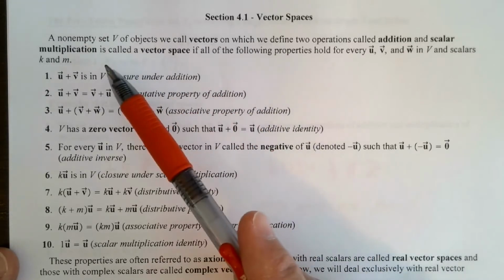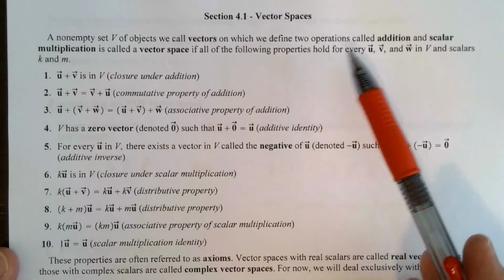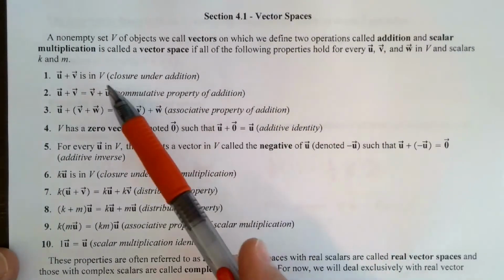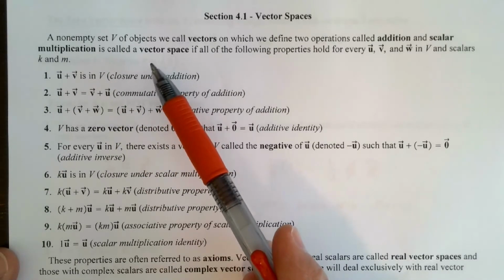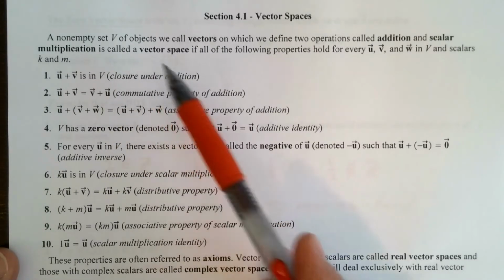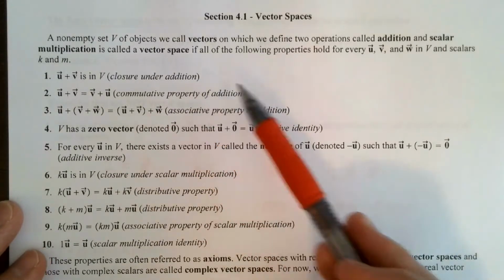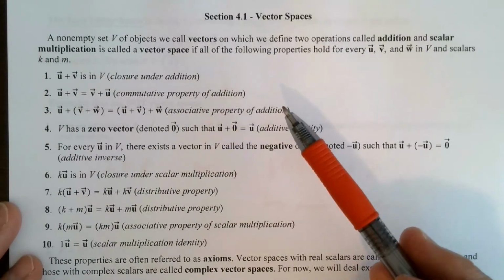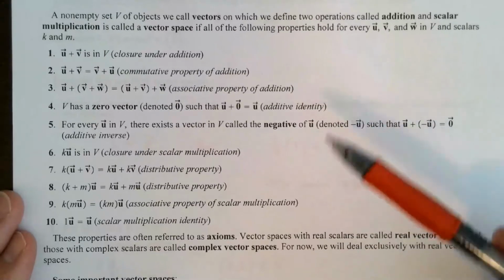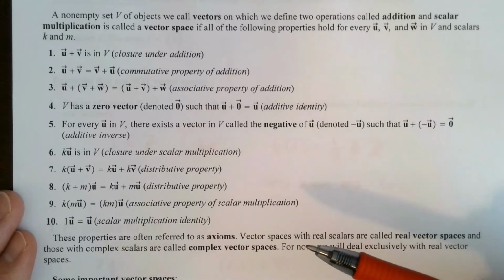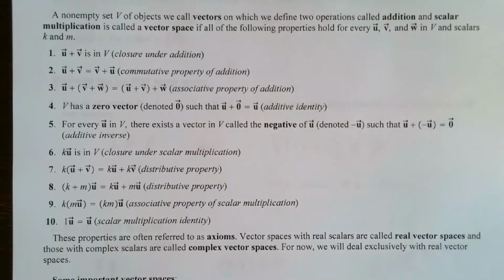So it's the set of these objects we call vectors, and then two operations which are defined, addition and scalar multiplication. This is called a vector space. So the vector space is the set of the vectors together with the two defined operations. And it's called a vector space if all the following properties hold. There's 10 of them. These are sort of the 10 commandments. Each single one of these has to be true. If any one of these is false, then we do not have a vector space.